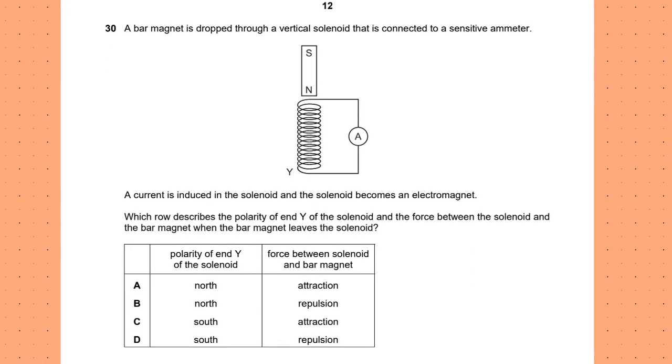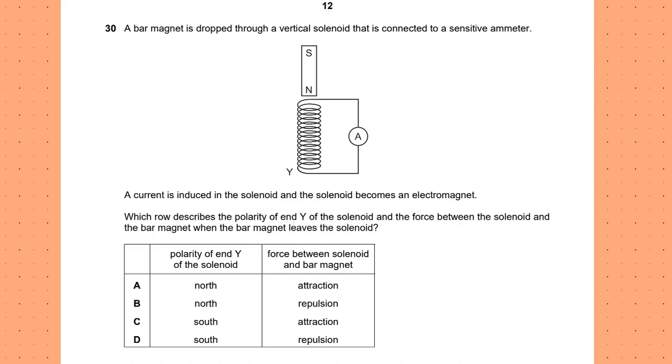30. A bar magnet is dropped through a vertical solenoid that is connected to a sensitive ammeter. Current is induced in the solenoid and the solenoid becomes an electromagnet. Which row describes the polarity of end Y of the solenoid and the force between the solenoid and the bar magnet when the bar magnet leaves the solenoid? So first we are talking about end Y, right? Which row describes the polarity of end Y of the solenoid when the bar magnet leaves the solenoid?